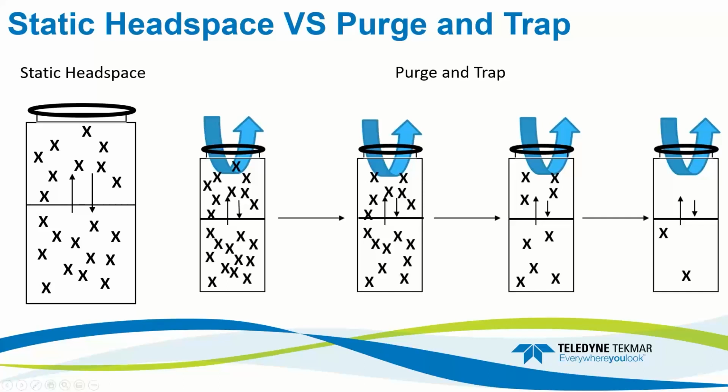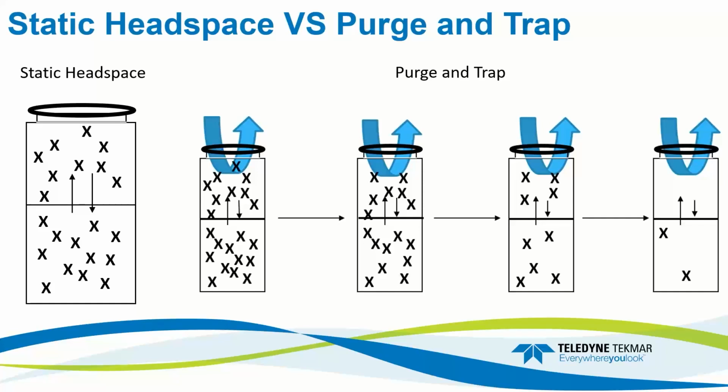In the case of static headspace, shown on the left, samples come to an equilibrium. The compounds of interest go from the liquid to the gaseous phase, and when no more net transfer is occurring, an aliquot of that headspace is taken and analyzed. If not enough sensitivity is reached during this static headspace analysis, then that's where Purge and Trap can improve.